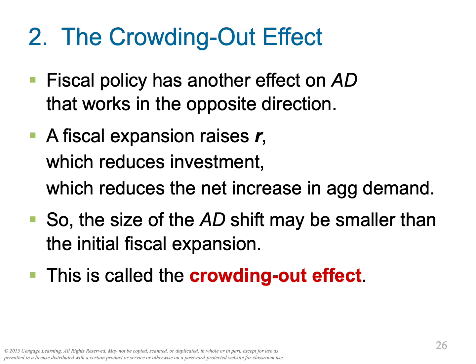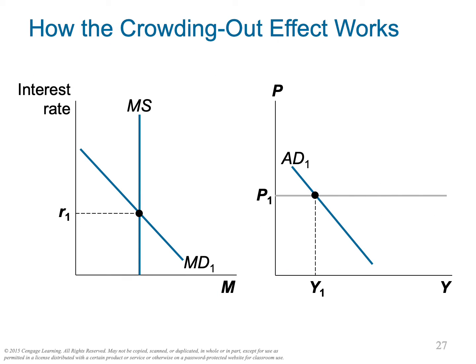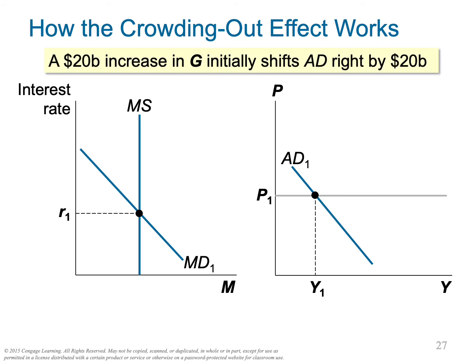All right, let's see how this works in our theory of liquidity preference model paired with the, well, I guess this is not the aggregate demand, aggregate supply model, but we can see the effect on aggregate demand here. All right, so again, if the government spends a bunch of money, it initially shifts the aggregate demand curve to the right by 20 billion.